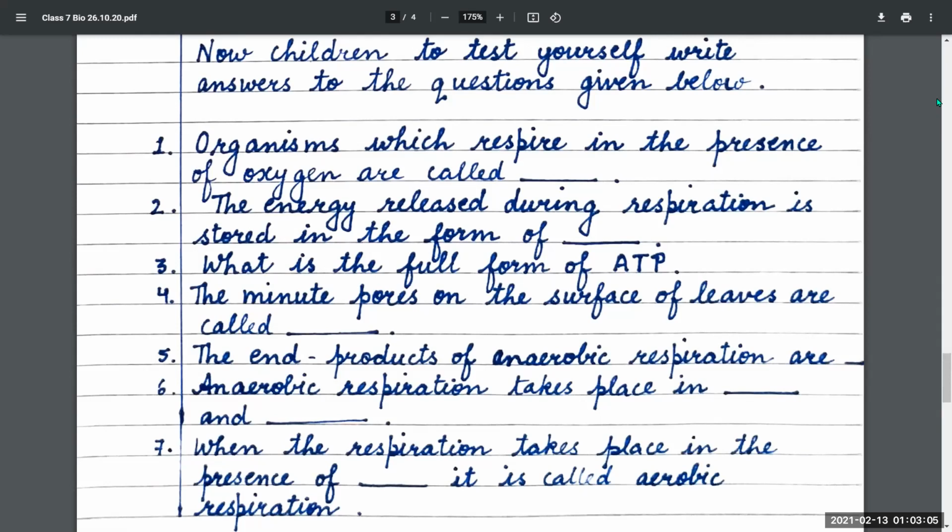The answers are: number 1, aerobes; number 2, ATP; number 3, adenosine triphosphate; number 4, stomata; number 5, ethanol, carbon dioxide and energy; number 6, yeast and bacteria; and number 7, oxygen.